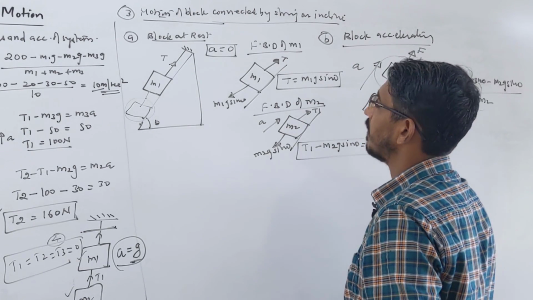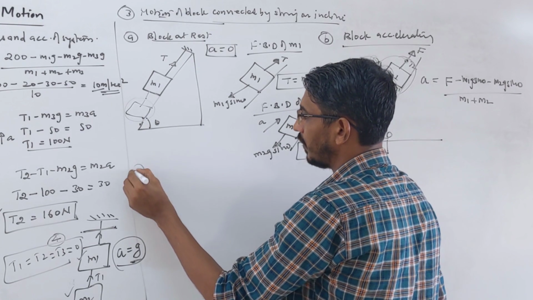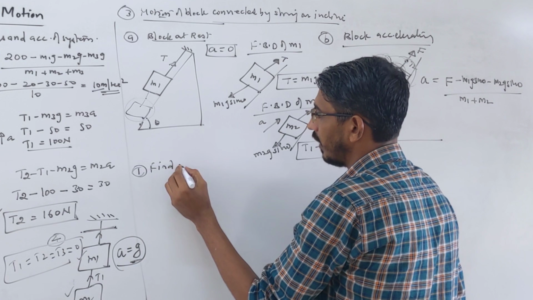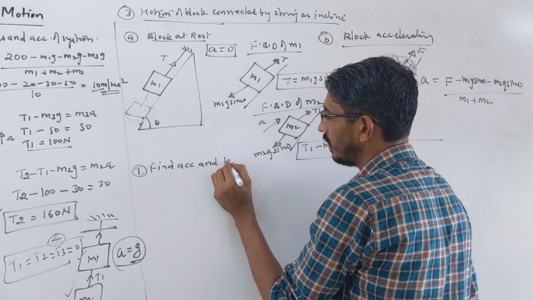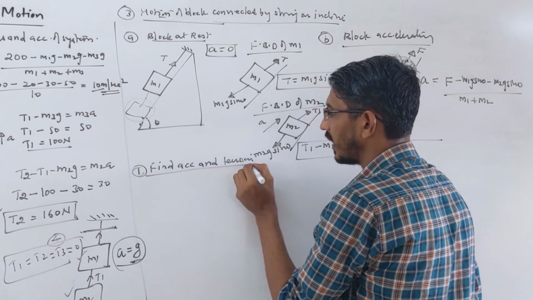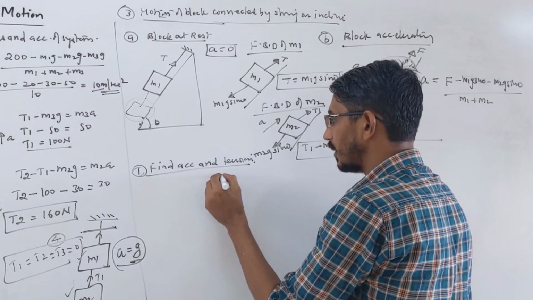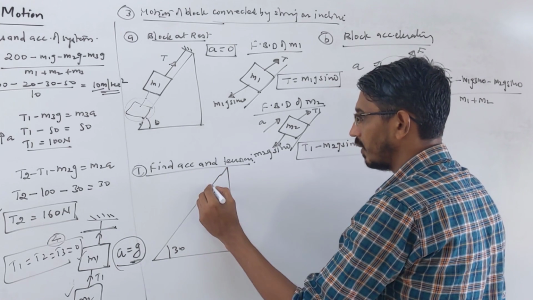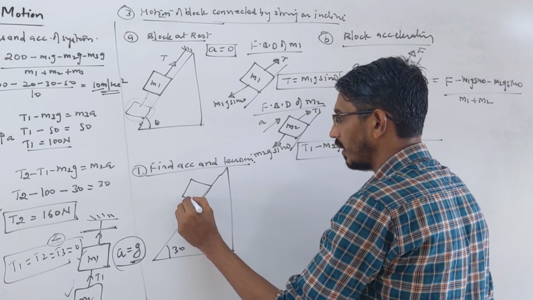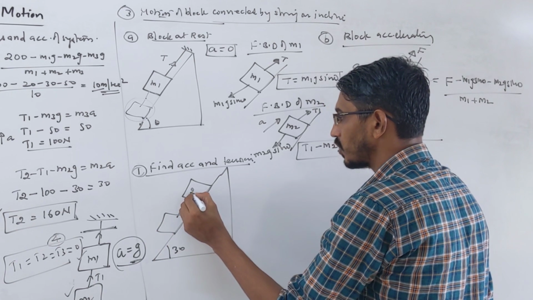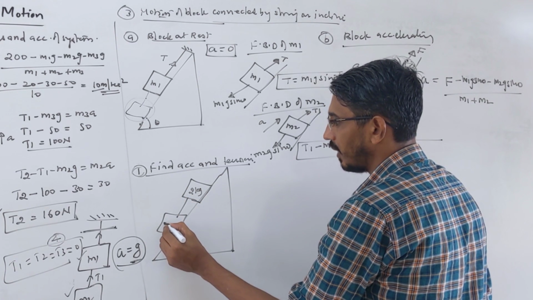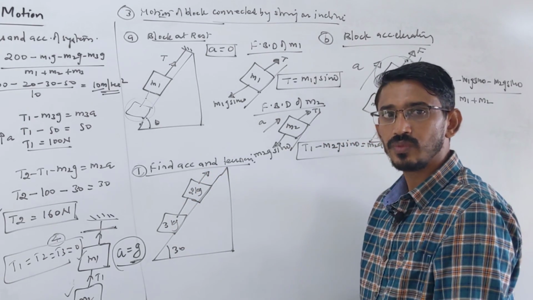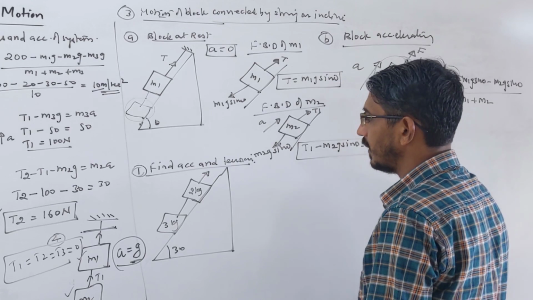Okay, let's do a numerical example on this. The problem we're doing: find the acceleration and tension. Some problem is given, this angle is given as 30 degrees, and there is one block here and one block here. Let's say this is a 2 kg block and this is a 3 kg block, and we apply a force here.